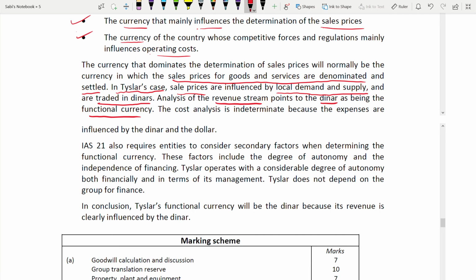The cost analysis is indeterminate because the expenses are influenced by dinar and dollar. You see the cost, you cannot go by the cost. Why? Indeterminate. When it is both, you cannot decide. That cannot be a deciding factor. So based on revenue, you can say dinar is the functional currency, but based on cost, you cannot say the same thing because expenses are both in dinars and dollars.